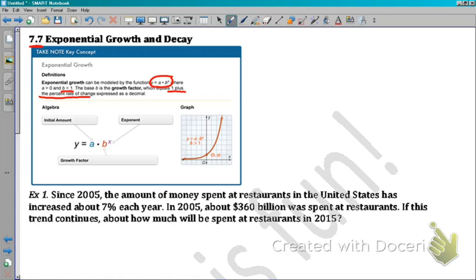So in general, the equation y equals a times b to the x: a is your initial amount, b is your growth factor. And there's also something called a decay factor. It is a decay factor if your b value is less than 1. But b always has to be positive, so it's greater than 0 but less than 1. You'll see there's a separate chart for that, but it's the same equation. The only thing is the number for b is different. Okay, so we're going to look at this example down below.